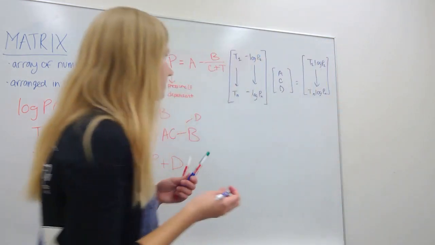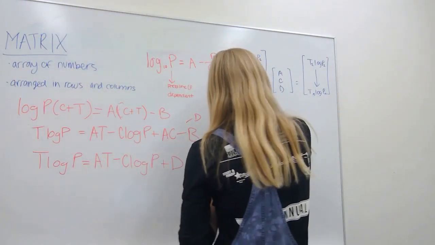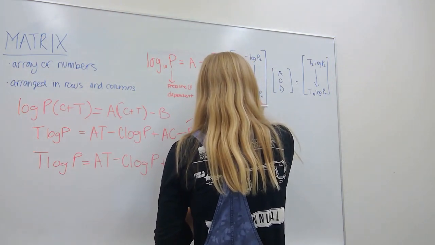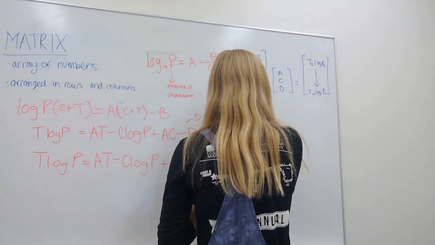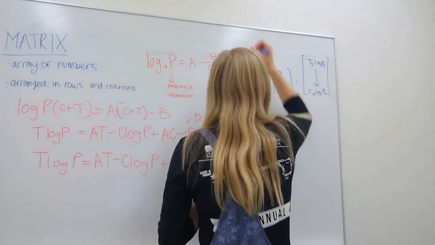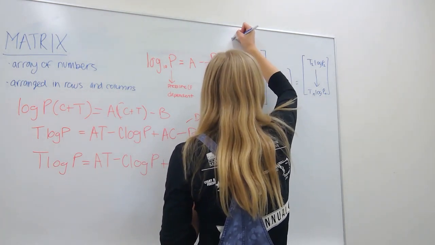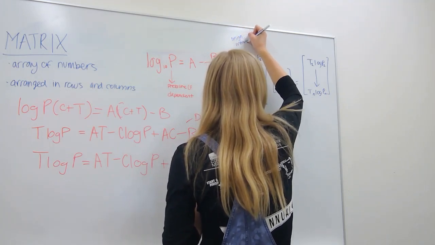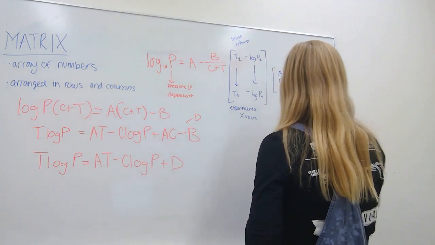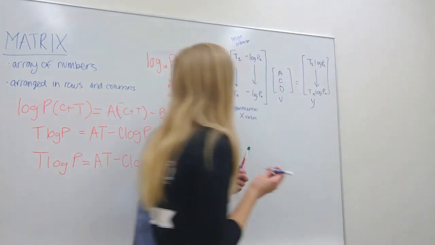Just like that. Okay, I'll write out, this is the experimental values for the X values. This is the design matrix. This is our vector of unknowns, and then this is our Y values.